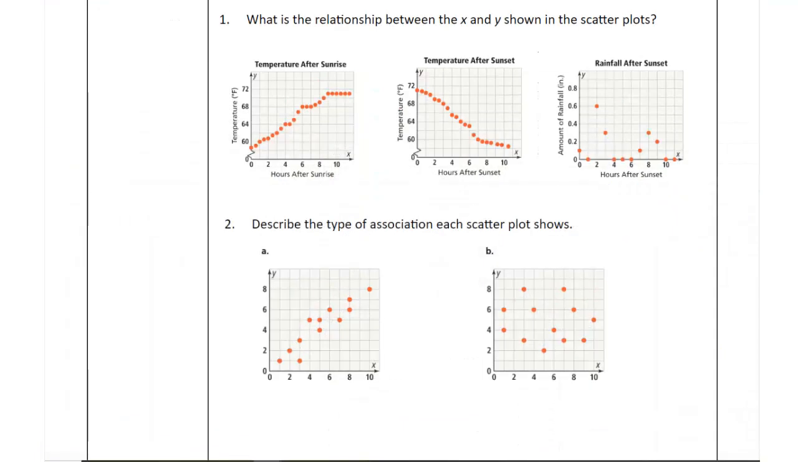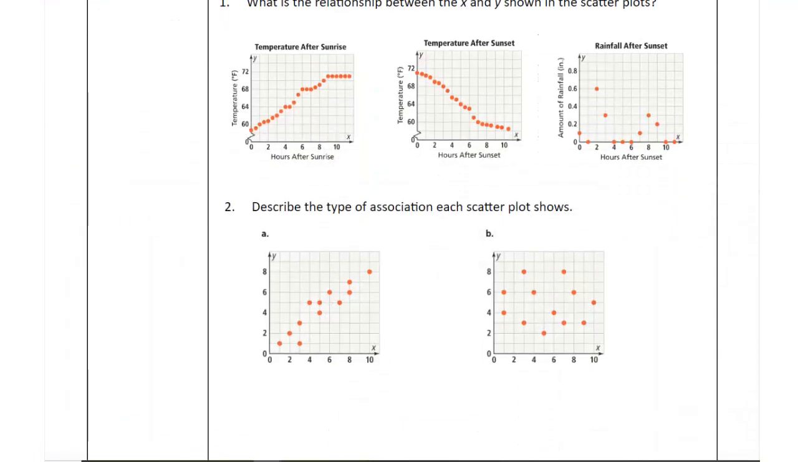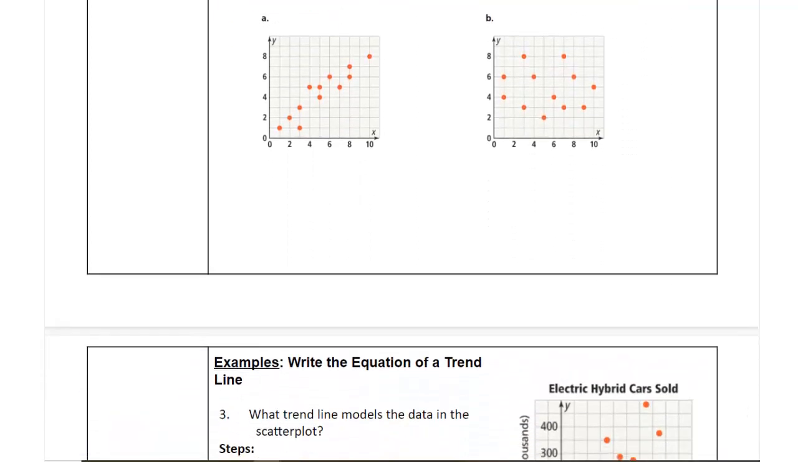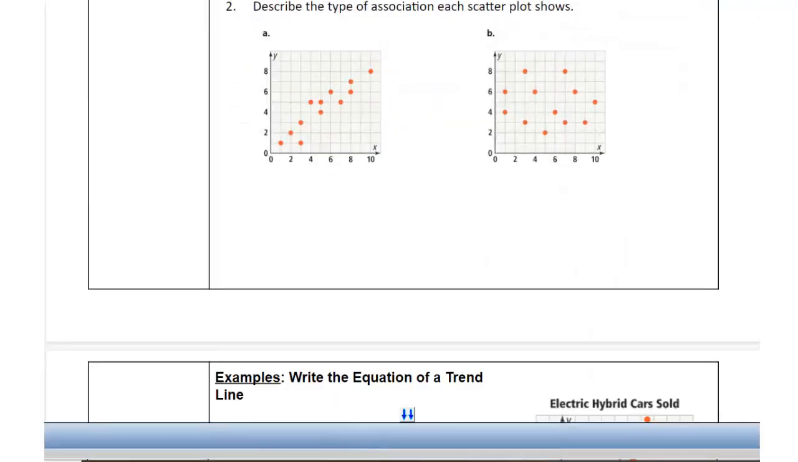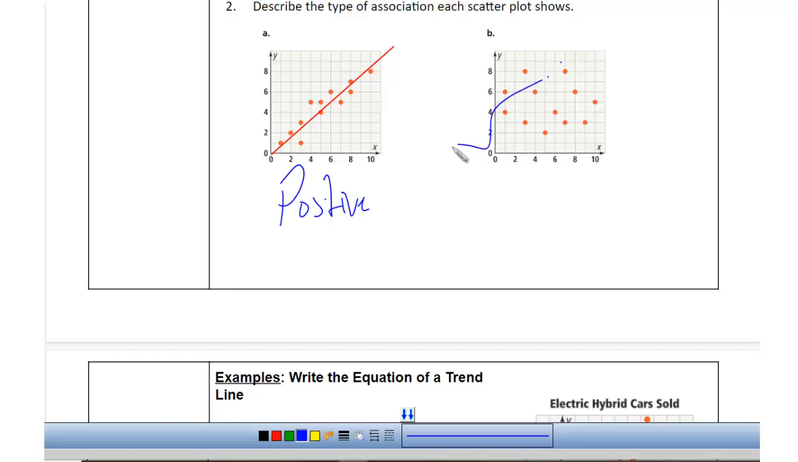Okay, so you can pause the video and try the 2 examples down below, A and B. Again, I can see in example A, as the X values are increasing, my Y values are also increasing. This is a positive association. And then in example B, these seem to be all over the place. As X increases, the Y values are high, they're low, just all over. So this has no association.